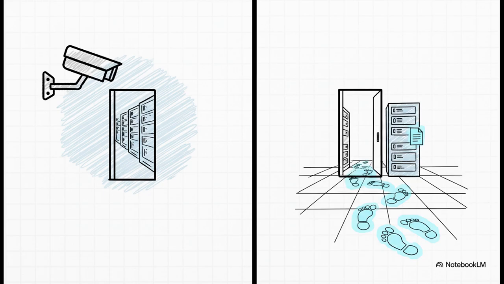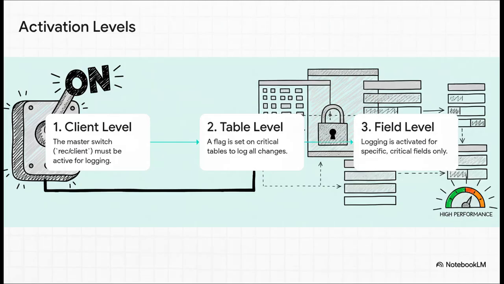You absolutely need both to get the full picture. Now, turning on this logging capability isn't just one big on-off switch. It's actually a hierarchy. First, you've got the master switch at the highest level, the client level. If that's not on, nothing else matters. Nothing gets logged. Then you can choose to log entire tables, which is perfect for really sensitive master data. And for those super busy transaction tables, you can get even more specific and just log changes to a few critical fields. That way you get the security you need without crushing your system's performance.